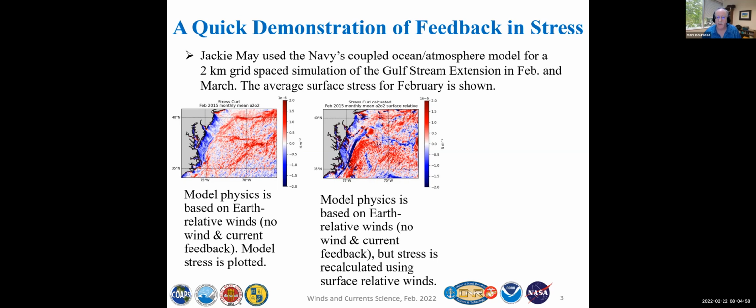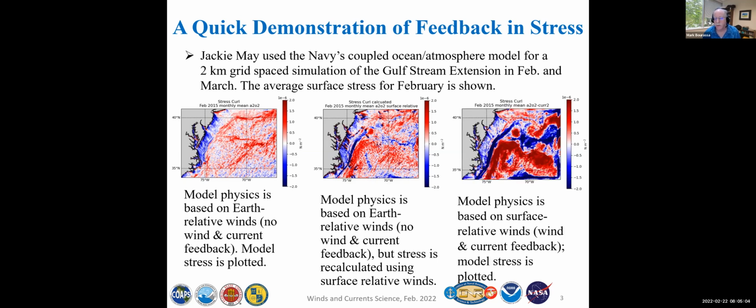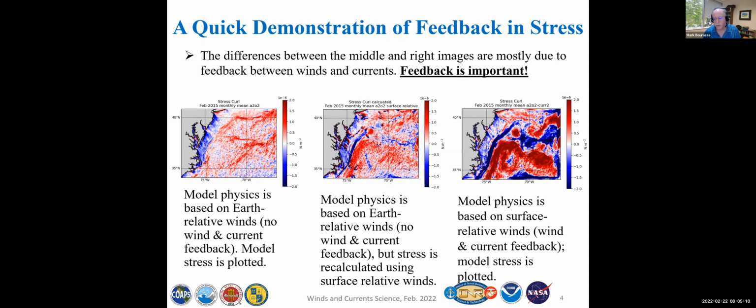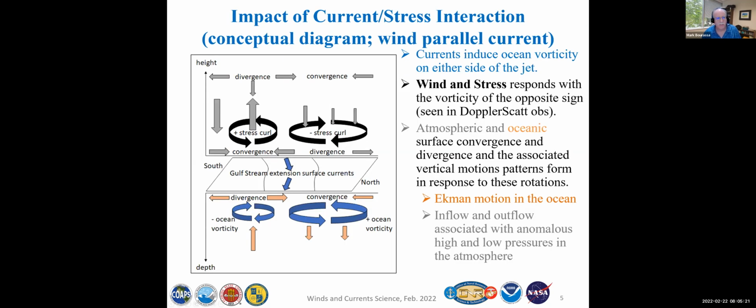But when we look at the same fields from the coupled model, where we can have feedbacks, we see that there's quite a large change. So feedbacks are important. That's a fairly straightforward conclusion from a high resolution coupled model of winds and currents. Feedbacks are important, and we don't understand how strong they are. So that's something I'm going to talk about and explain the process.